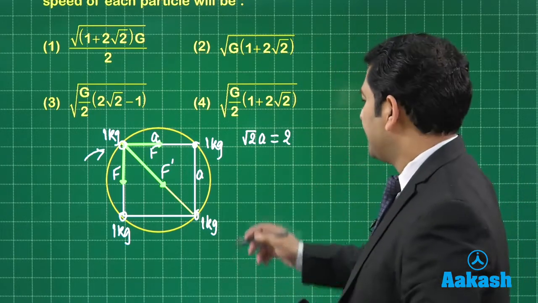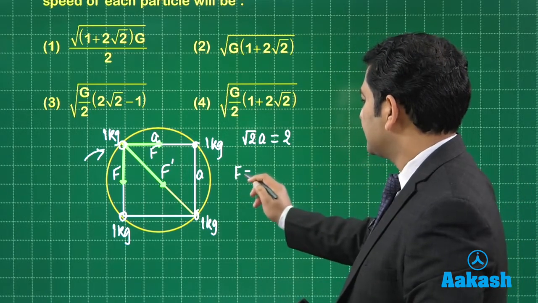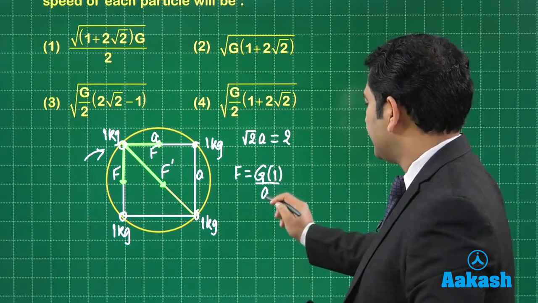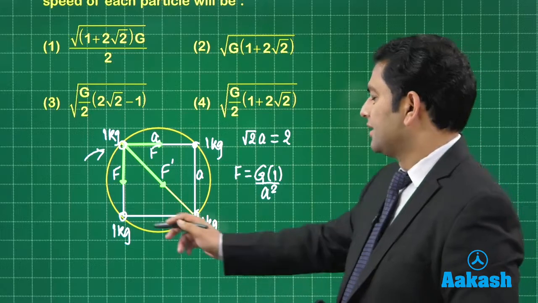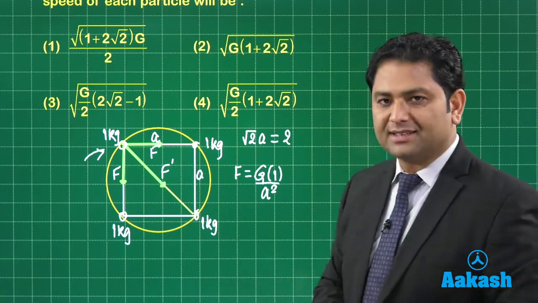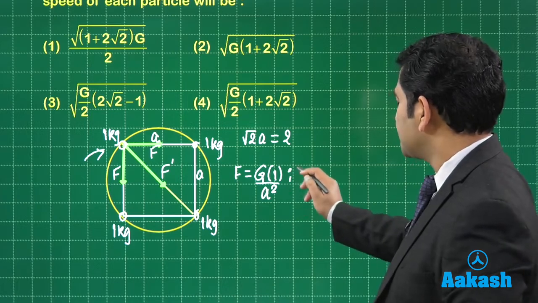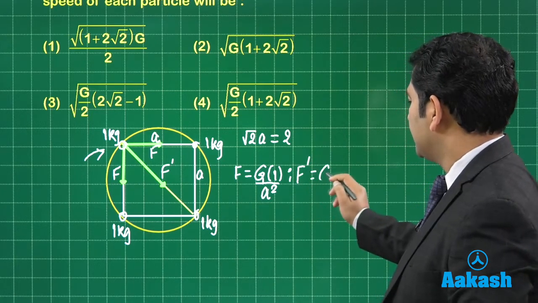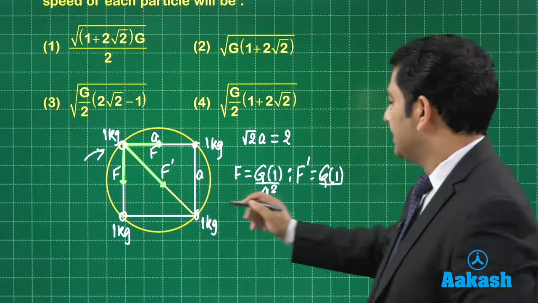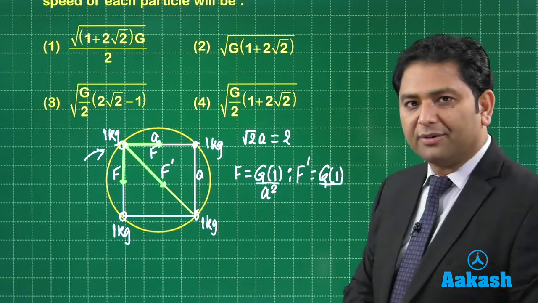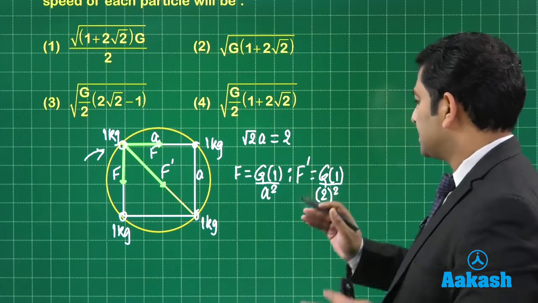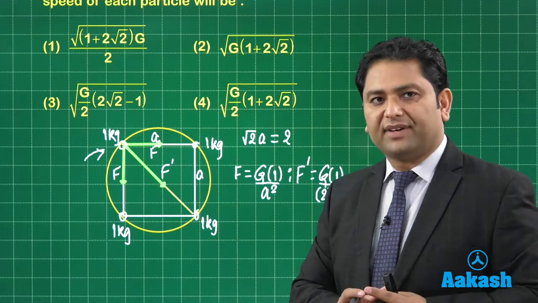So let's see. All right, the first thing is how much is F? That is G m1 m2 divided by r square. That's the force between neighboring 1 kg particles. And what is F dash? F dash is G m1 m2 divided by the diameter square, right? And how much is the diameter? That is 2. So we've calculated F and F dash.